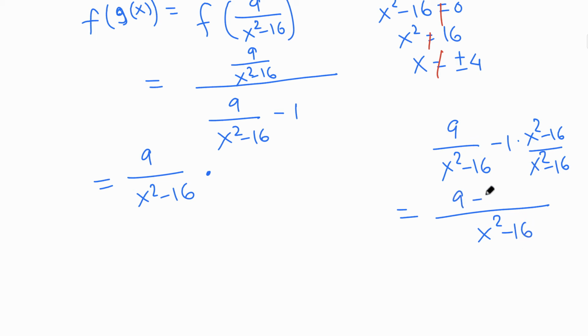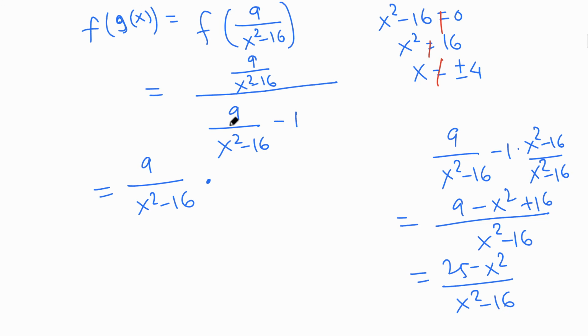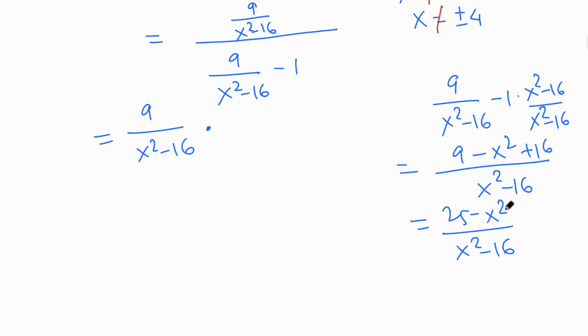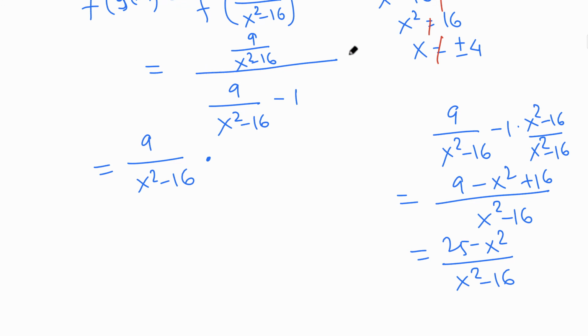That leaves 9 minus 1. Now we need to distribute negative 1: x squared, minus minus, plus 16. 9 plus 16 is 25 minus x squared over x squared minus 16. So that is on the bottom, this fraction, 25 minus x squared over x squared minus 16. And when we change this division into multiplication, this flips. So we get x squared minus 16 on the top, 25 minus x squared on the bottom.